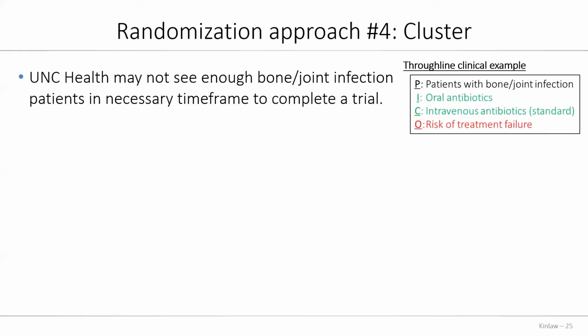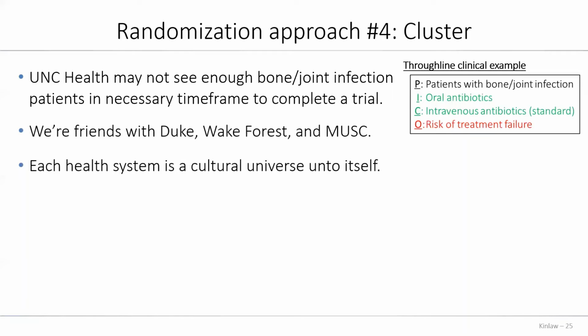Using our clinical throughline example for today, let's run through a trial about bone and joint infection treatment at UNC. But let's say that we don't have enough patients that we see at UNC to actually run an efficient trial in the necessary amount of time. So fortunately, we collaborate with Duke and Wake Forest and the Medical University of South Carolina often. So I could reach out to collaborators at those institutions and ask if they want to team up on a trial so that we can leverage all of our patient populations together.